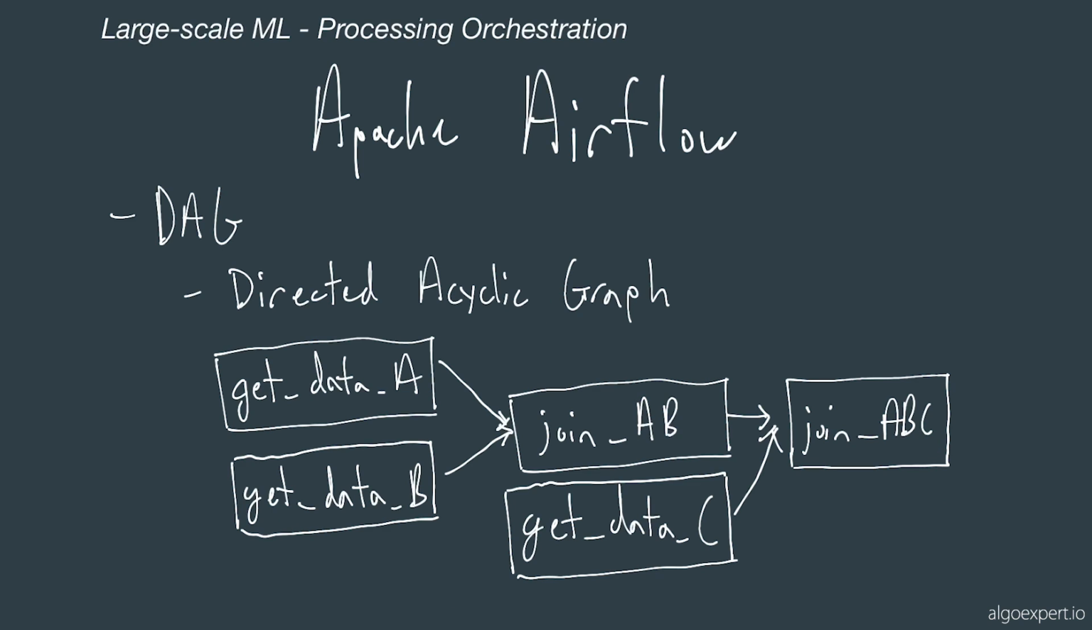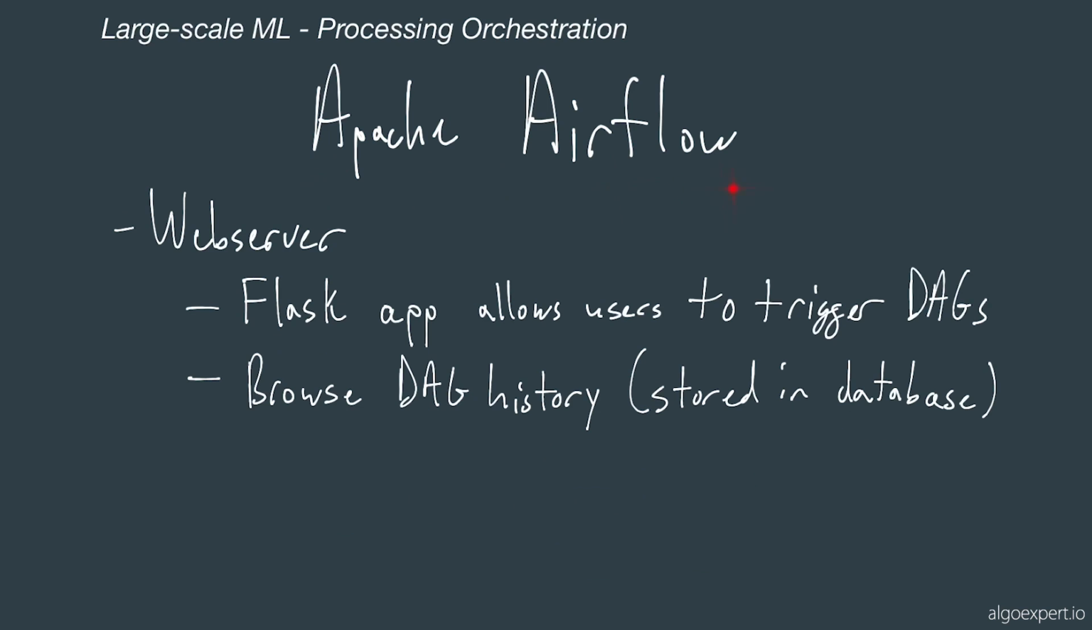In order to show all of these DAGs and the previous runs of DAGs, Apache Airflow offers a web server for us. It's actually a Flask app. Flask is the same framework that we built our simple web page on. Now, this app allows users to trigger DAGs. It also allows users to browse the DAG history, and that is stored in a database.